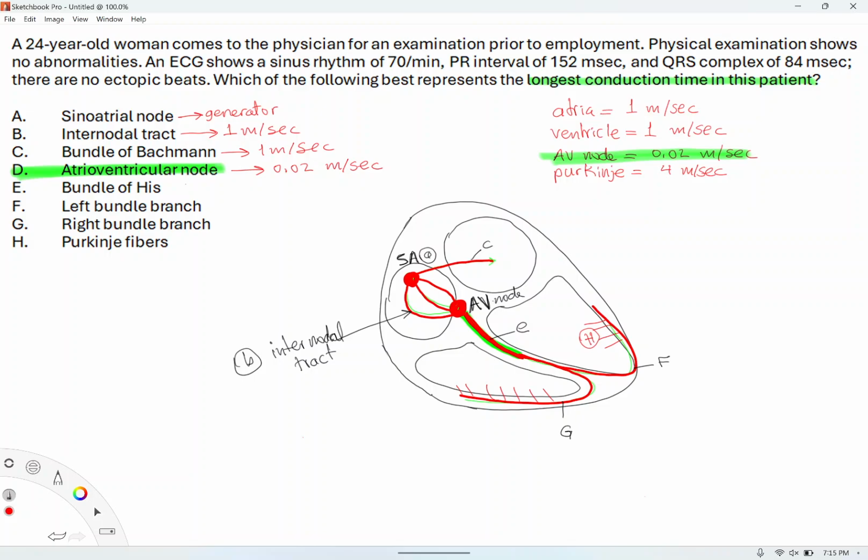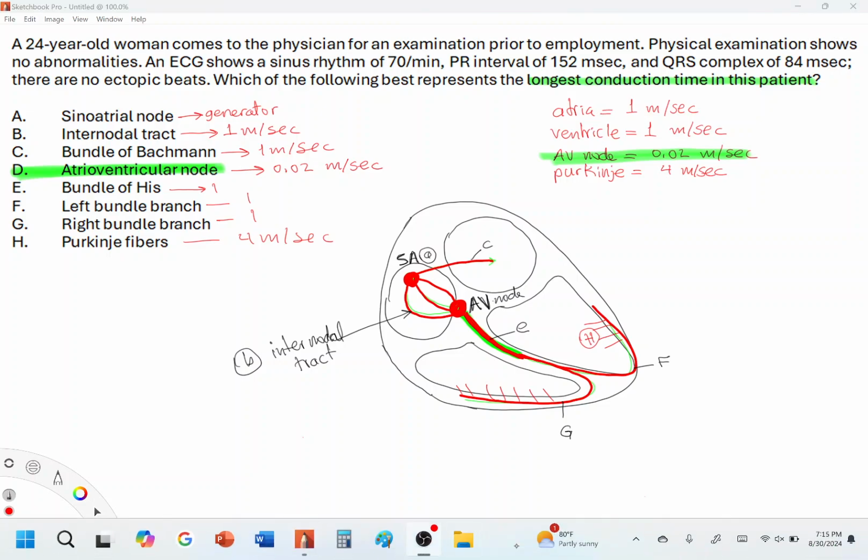Okay. In the bundle of His, it is 1, and in the left bundle and the right bundle, it's 1, 1. And in the Purkinje fibers, it is 4 meters per second, the fastest one. Okay, so that's all they were asking. This is a simple physiology answer. They just want to know where the conduction is fastest or slowest. The fastest is the Purkinje fiber, the slowest is the AV node. Okay, so hopefully this answers the question. And then let's go to the next question.